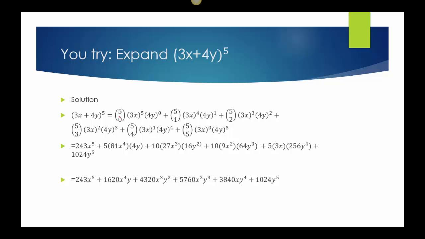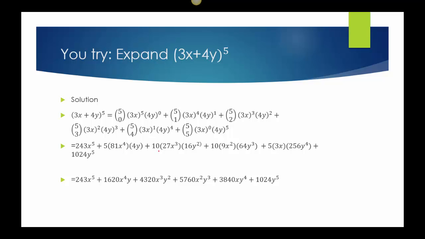So the 5 choose 0 is 1. 3 to the 5th is 243. I have x to the 5th, and the 4y is 1 because it was raised to the 0. 5 choose 1 was 5. 3x raised to the power 4th gave me 81x to the 4th, and then 4y.